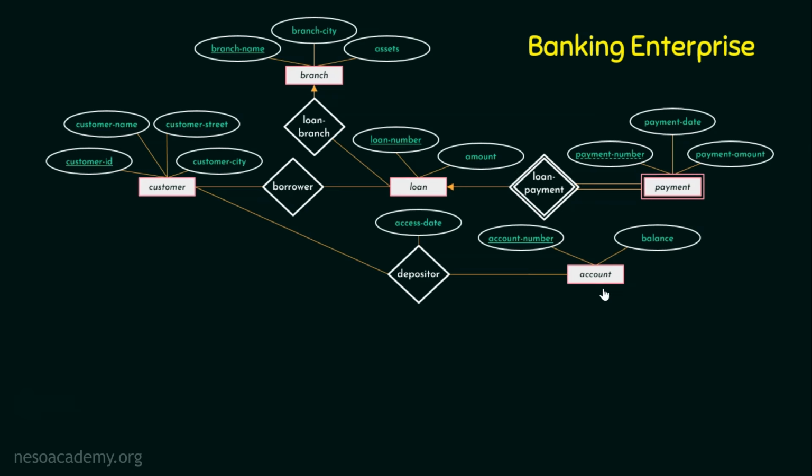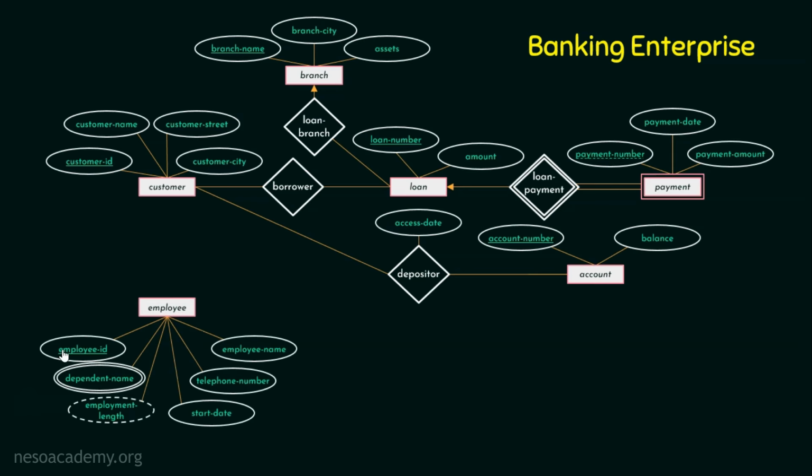Likewise, an employee who is working in that bank definitely is expected to have an account in that same bank. So, a person who works in that bank is expected to have an account in the same bank. A person who works in that bank, he is an employee of that bank. At the same time, this employee may also have an account in the bank. So that person is actually an employee, but also a customer. So I am bringing in an employee entity, which is described by attributes such as employee ID, the dependent name, employment length, start date, telephone number, and employee name.